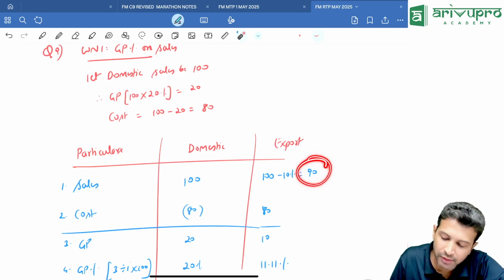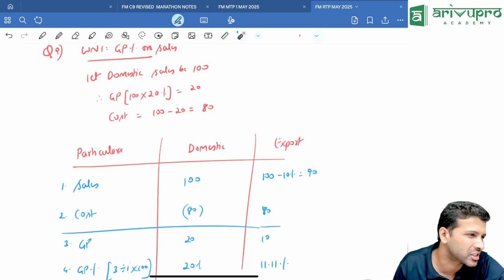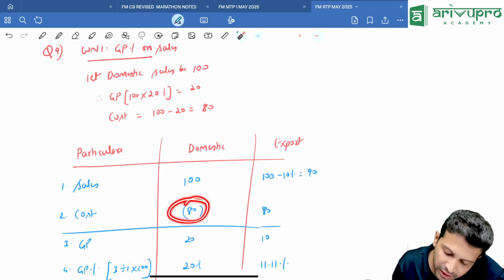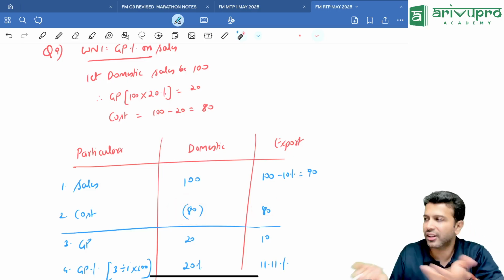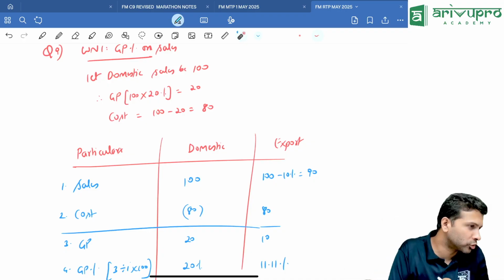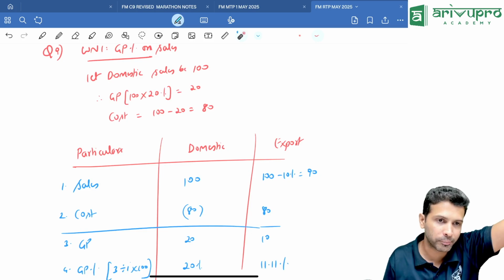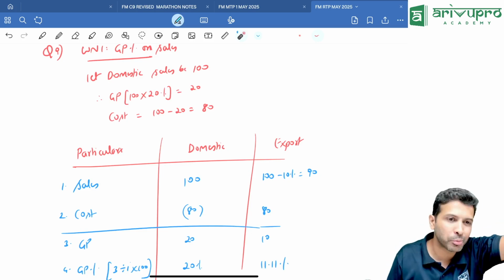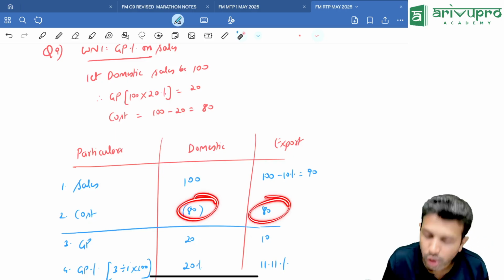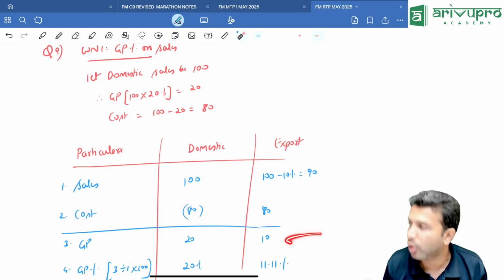Sir, sale value may be lesser. Cost will change. Cost, if this is 80 means here also cost will be 80. It is just that, after producing the goods, some goods you are selling locally and some goods you are exporting. Will the cost change or is it the same? So here if it is 80, here also it is 80. That means how much is GP over here?